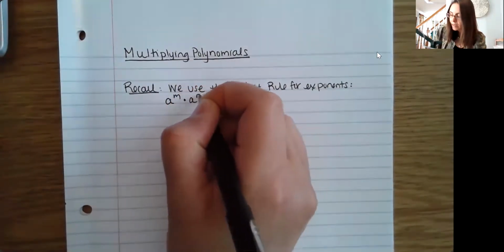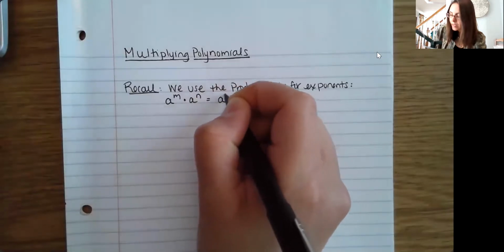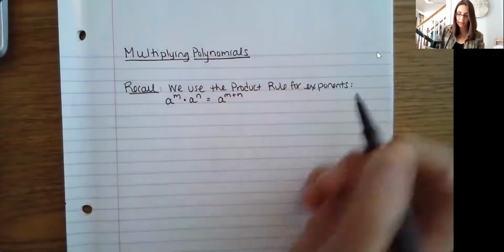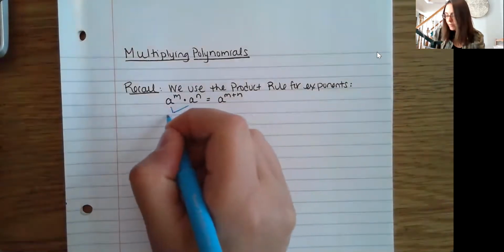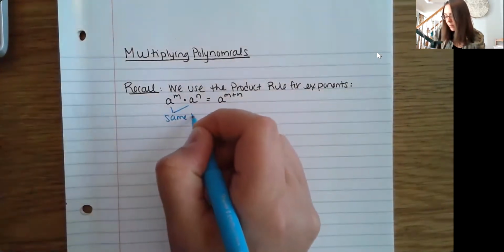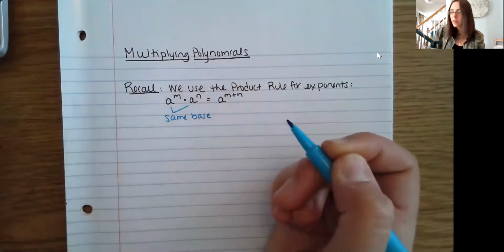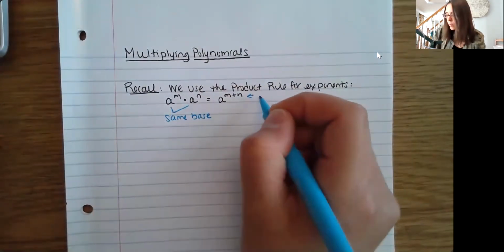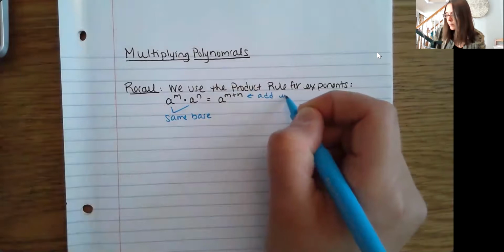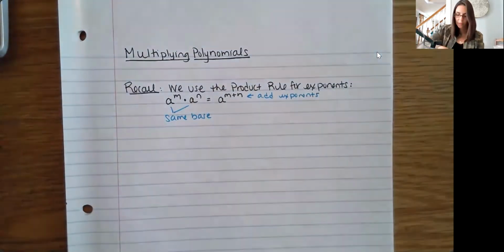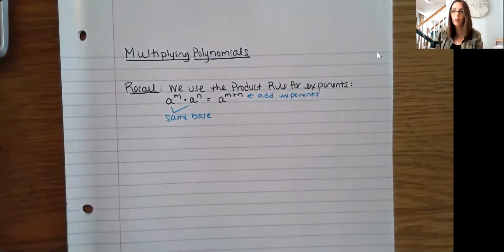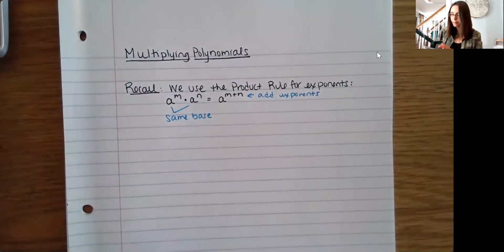Okay? So as a reminder, it says something like if I have a to the m times a to the n, then what I can just do is add my exponents. Notice here that we have the same base. And if I have the same base, the shortcut is just going to be to add our exponents. So before I jump in with a couple longer examples, let's just review that.